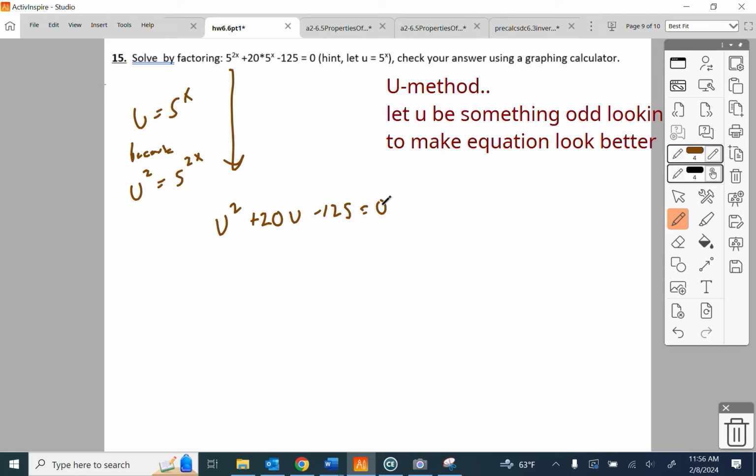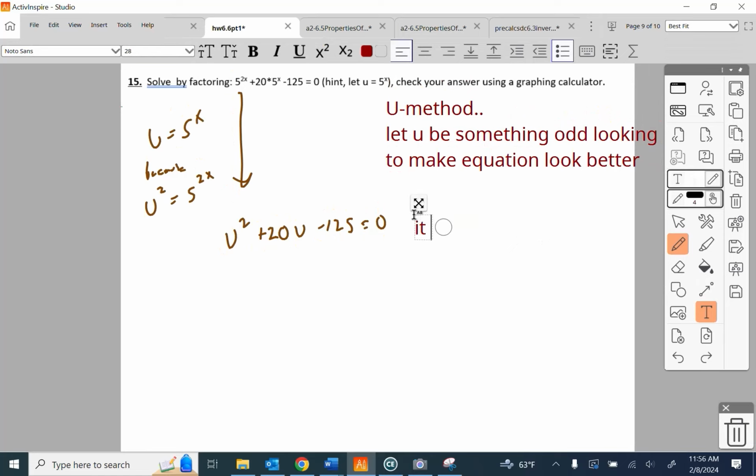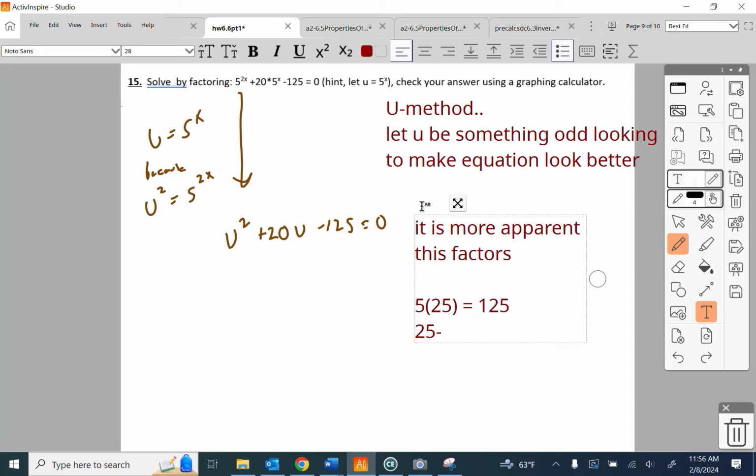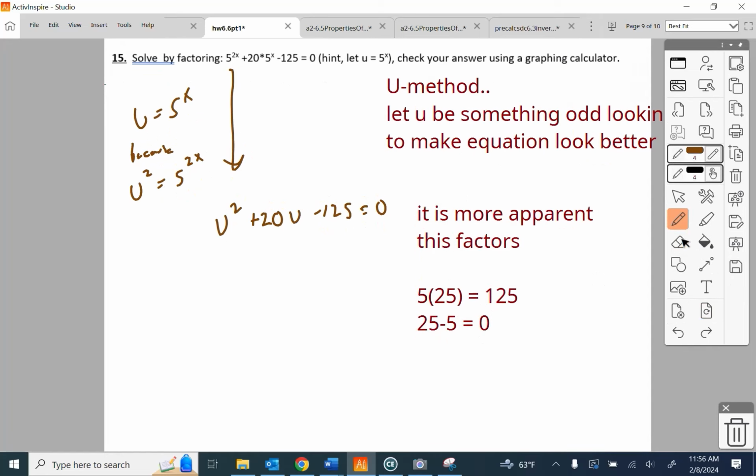And now what I've done is I've created something that factors or is more apparent. This factors. My brain is screaming at me 5 and 25. 5 times 25 is 125, and 25 minus 5 is 20. That's what my brain is screaming at me right now. So, time to write it. A u and a u to make a u squared. I need a plus 25 and a minus 5.